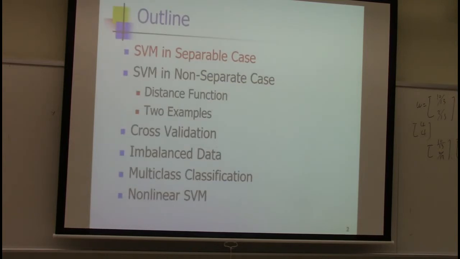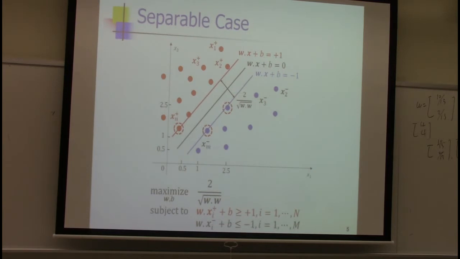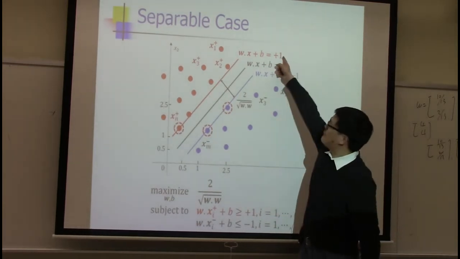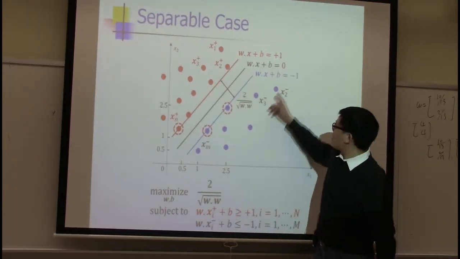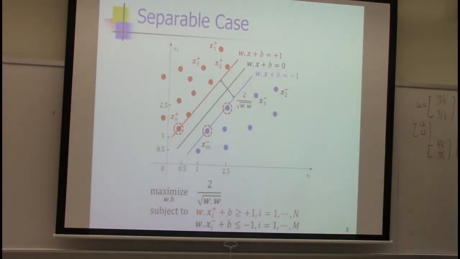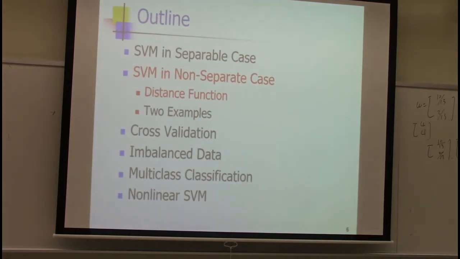So this is the separable case, right? You can find a line that separates two classes easily. And again, how to find w and b? You maximize the margin. Make sure all red points are above +1, all green points are below -1, right? So these are the constraints. So what is a non-separable case?